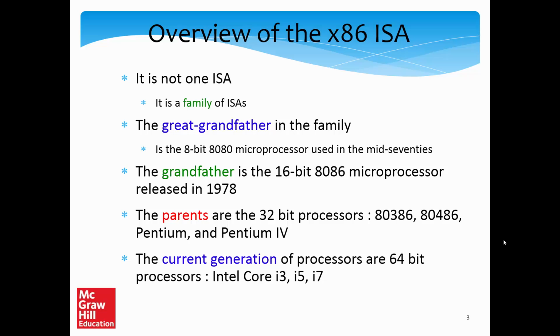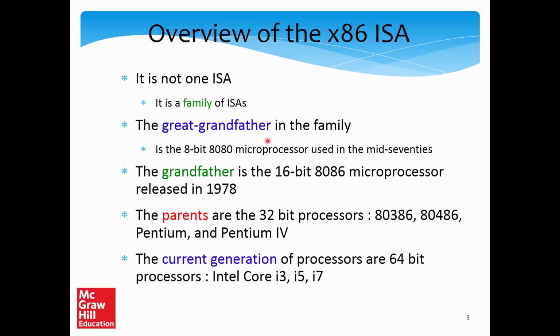So let's come to this very interesting family of ISAs. The first point is that it's actually not one ISA. It is a family of ISAs, but all of them end with 86. So that's the reason it's x86, where x can mean a lot of things.